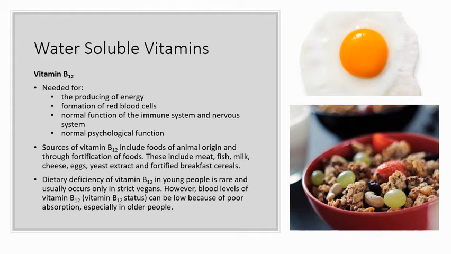Dietary deficiency of B12 is really rare in young people, except for in vegans. Blood levels of B12 can be low because of poor absorption, especially in older people. And it's a really serious condition. Severe vitamin B12 deficiency can result in a type of anemia where red blood cells are enlarged. It can also result in peripheral nerve damage, like in the legs.